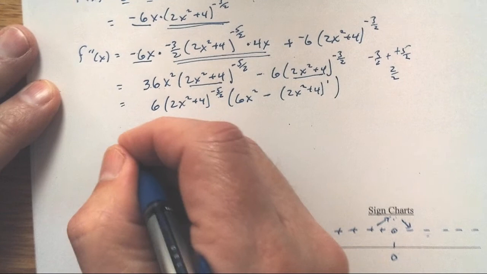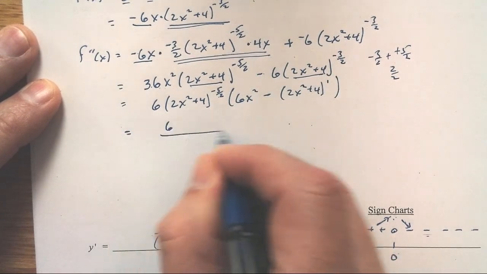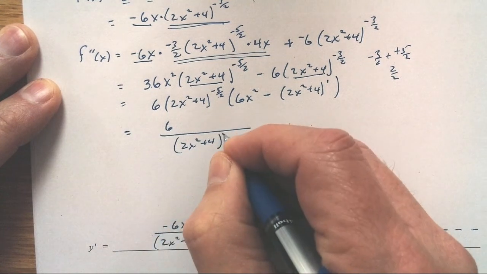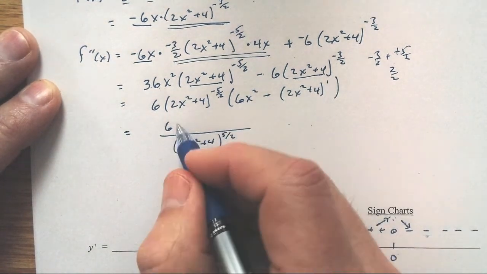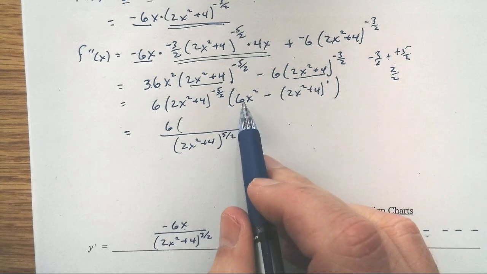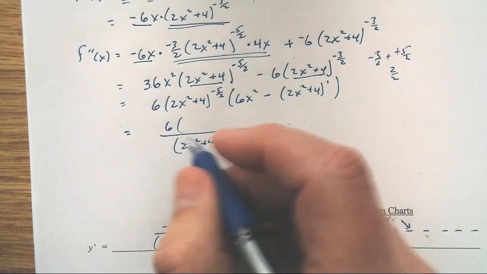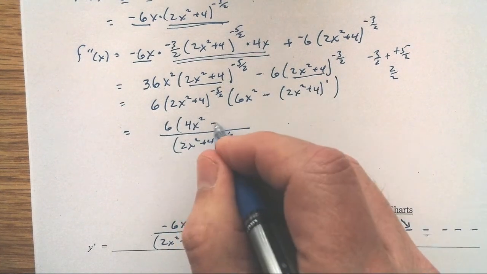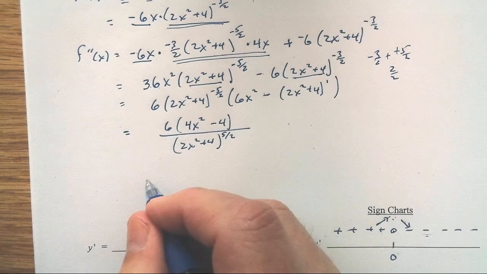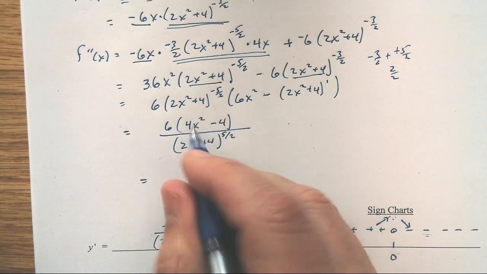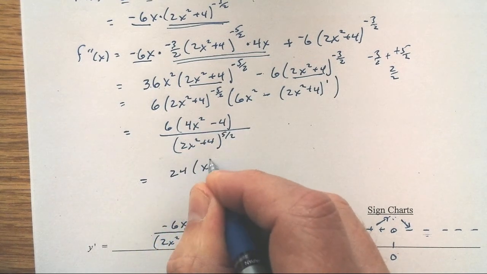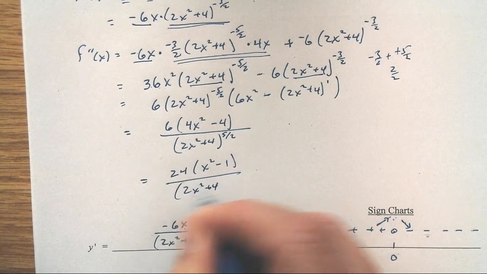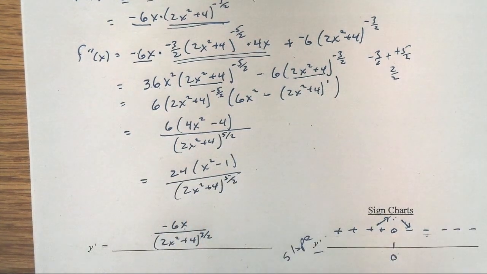All right, a little bit of a leap here. Equals. I'm going to leave 6 in the numerator. I'm going to bring 2x squared plus 4 down to the denominator, make that to the 5/2, and I'm going to simplify this. So we get 6x squared minus 2x squared, 4x squared. This minus distributes minus 4, so I might want to think of that as factor out of 4, 24x squared minus 1 on 2x squared plus 4 to the 5/2.